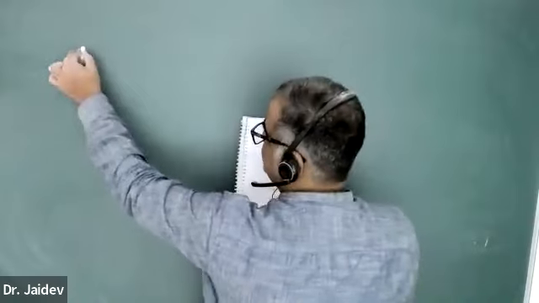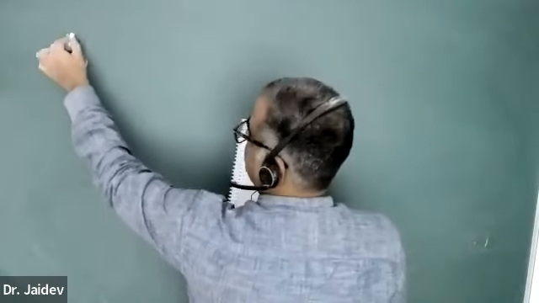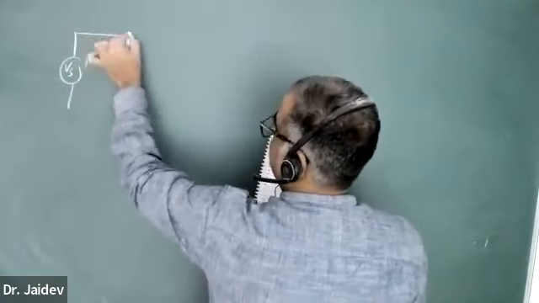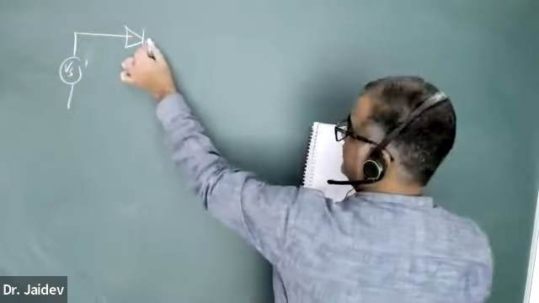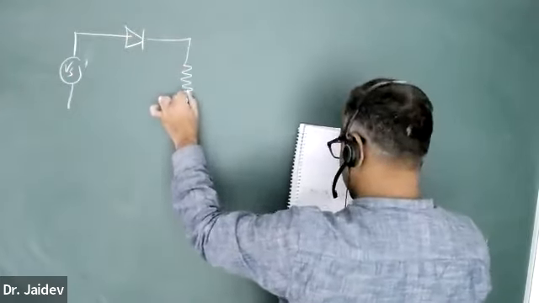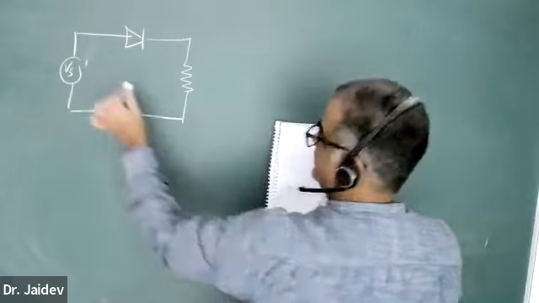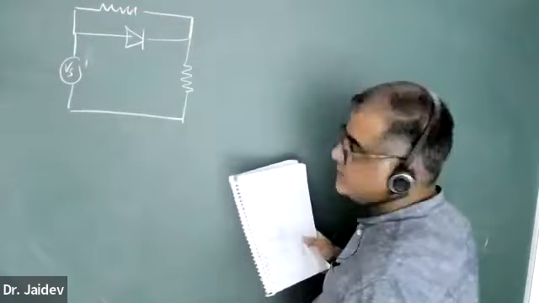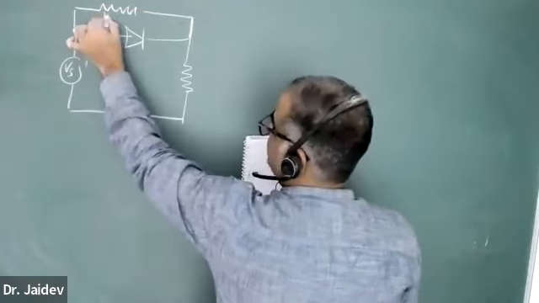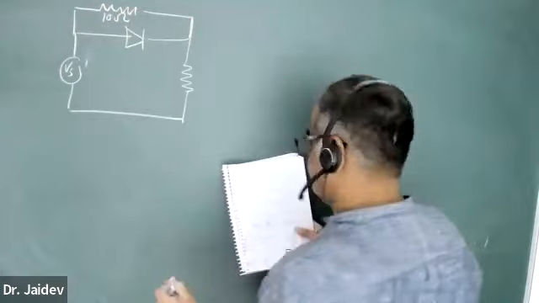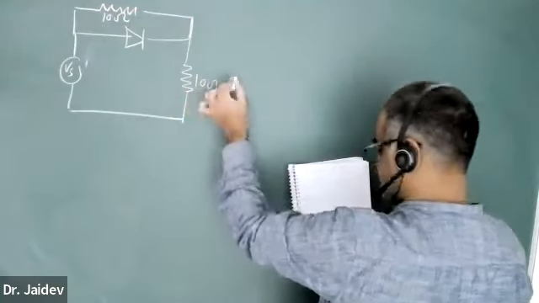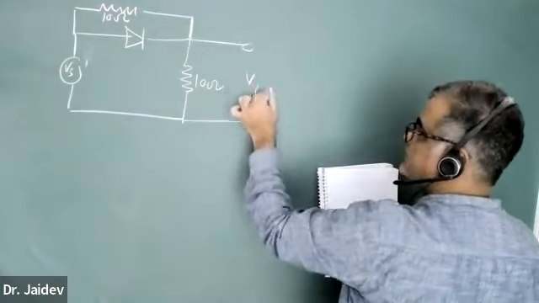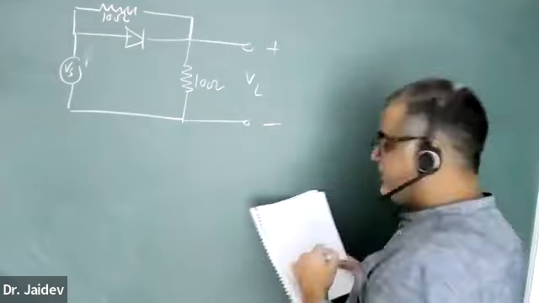Now, ye problem aapko karke dikhani hai mujhe. So this is your, I am applying a source, say VS. This is my diode. And this is my resistance, okay? And this resistance is, I have put one more resistance here, that is of 10 ohm. This resistance is of 10 ohm, okay. This resistance also 10 ohm, okay. And I'm measuring the V load across this one, and these are my multimeter terminals, okay.